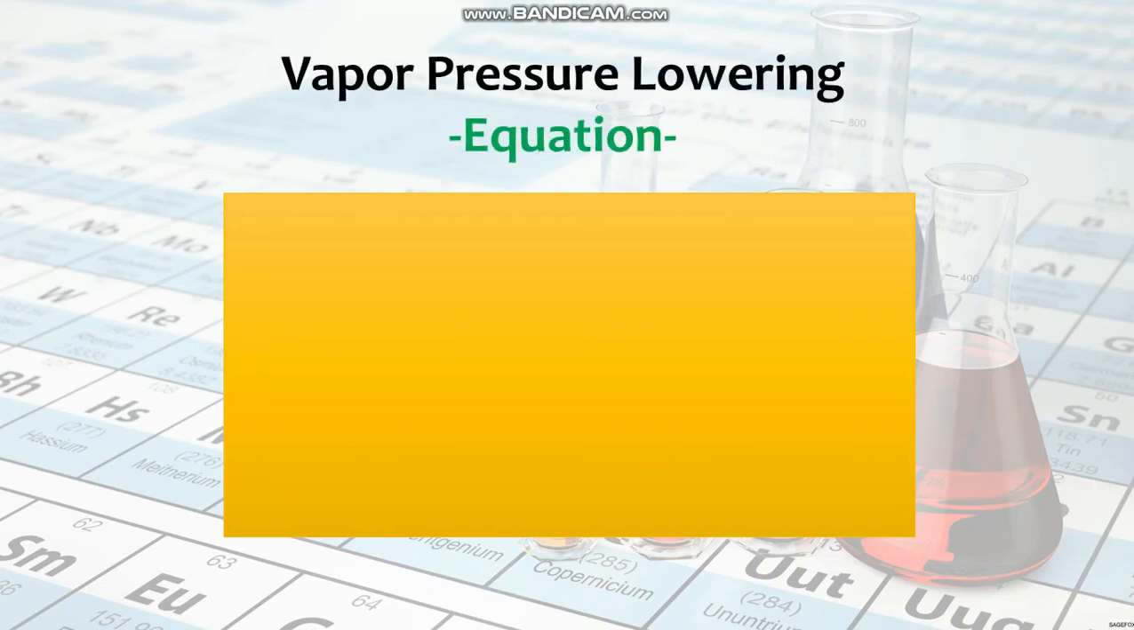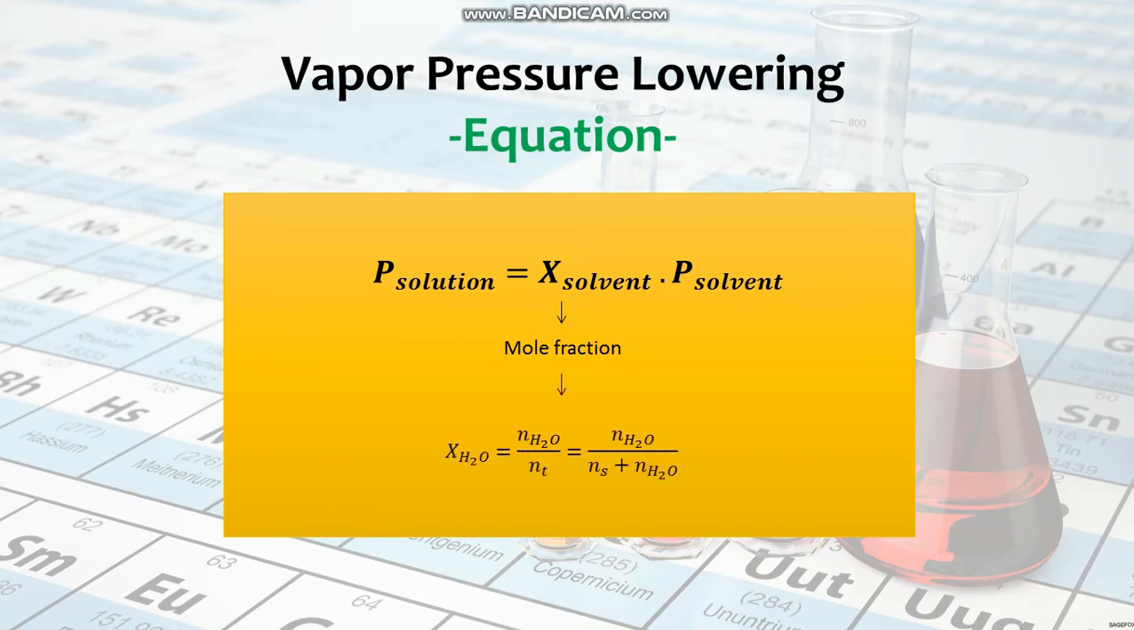Now, how do we calculate vapor pressure lowering? If you want to calculate the vapor pressure of the solution, it equals the mole fraction of the solvent times the vapor pressure of the pure solvent. And so that's how you can find it. Now, in order to find the mole fraction of the solvent, let's use the mole fraction of water. You need to get the moles of water and divide it by the total moles, that is the moles of water plus the moles of solute particles.